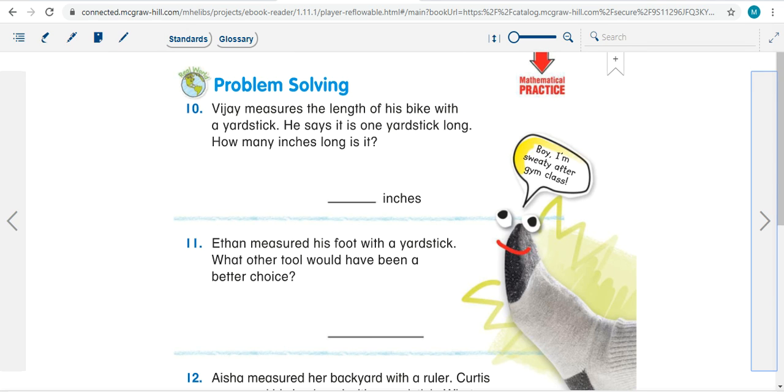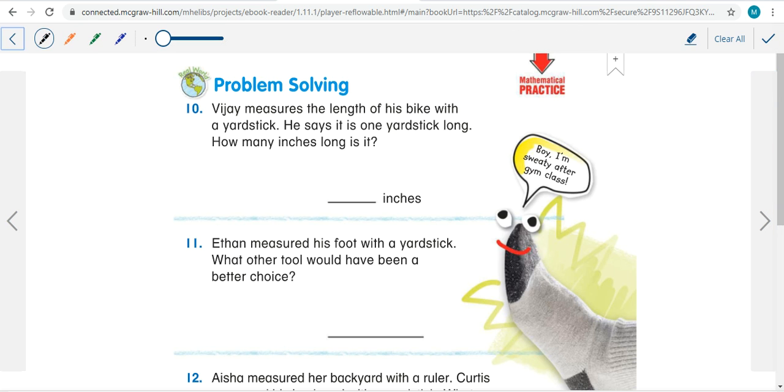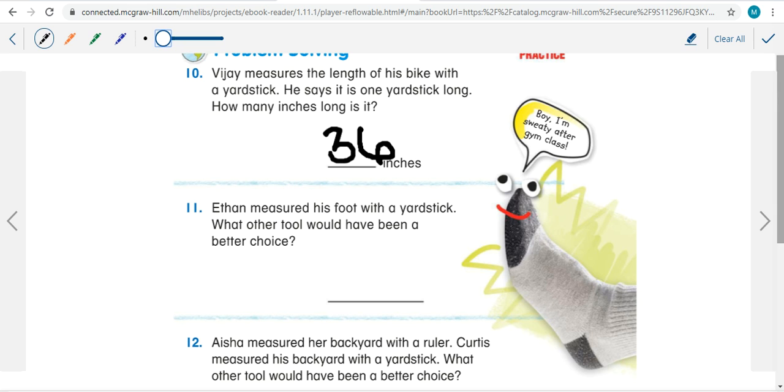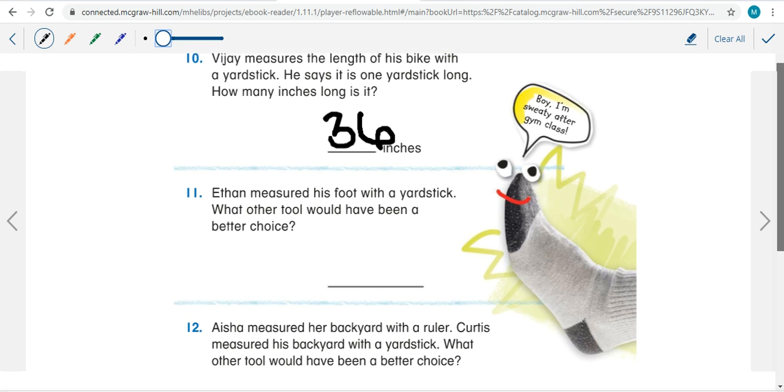Vijay measures the length of his bike with a yardstick. He says it is 1 yardstick long. How many inches long is it? Remember that 1 yardstick has 36 inches. So the answer for number 10 is 36 inches. Why? Because 1 yard has 36 inches.